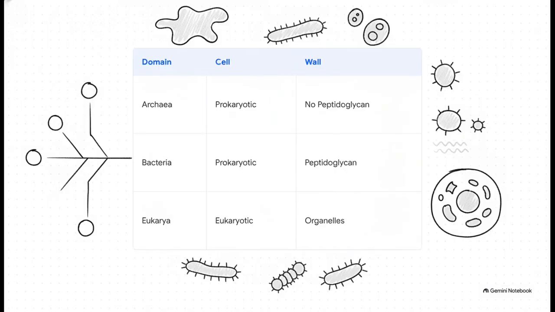Let's summarize our entire lesson on the whiteboard with this definitive table. For archaea, the cell type is prokaryotic, meaning no nucleus, and the defining feature is a cell wall with no peptidoglycan. For bacteria, they're also prokaryotic, but their cell wall does contain peptidoglycan. Finally, eukarya is eukaryotic, meaning it has a true nucleus and is defined by all those complex internal organelles. This right here is the master key to how scientists categorize all life.